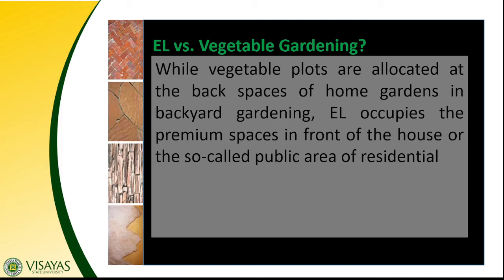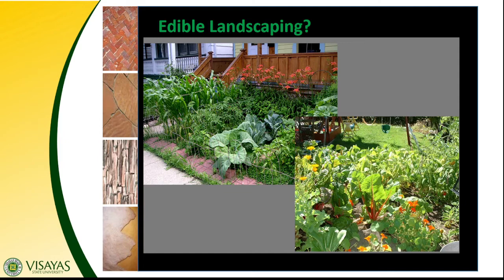Usually the vegetable garden is situated at the back of our home, whereas edible landscaping occupies the front spaces of our home or the public area of residence. So this is an example of an edible landscaping where we can see that together with the vegetables are these ornamental plants. The vegetables are the ones we refer to as edible because we eat them.